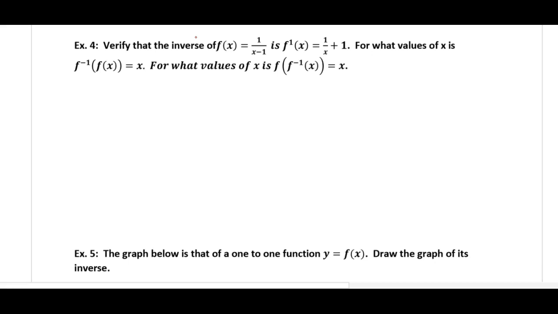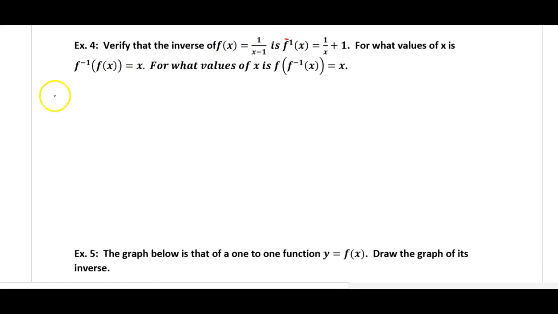It says, verify that the inverses of f of x and f inverse of x. For what values of x is f inverse of f of x equal to x, and for what values of x is f of f inverse of x equal to x? Well, the first thing we have to show is that these are inverses.